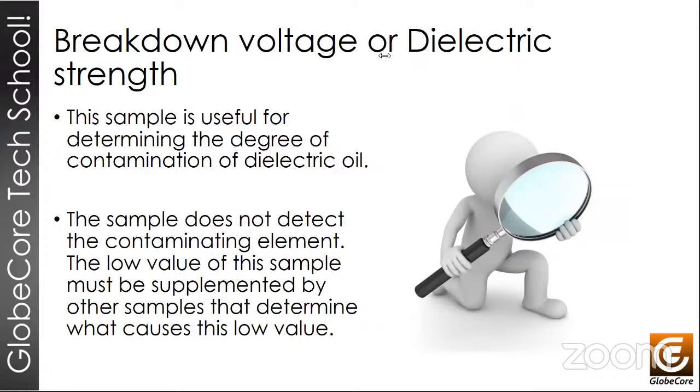Contamination of oil dramatically reduces the breakdown voltage and can make the oil unsuitable for use in transformers. And therefore, the breakdown voltage test is useful to determine the degree of contamination of the dielectric oil. But the test does not actually show us what the contaminating element is. So a low value in this test should be a warning, and it should be followed up by other tests. Those tests will define what is actually causing the low value of the breakdown voltage. Additional tests are the key to determining which specific material or substance is causing the loss of the oil's dielectric strength.